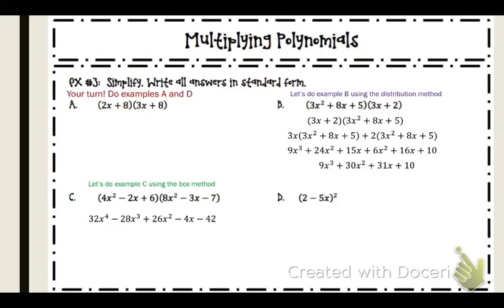So you can do examples A and D if you need to. And those are your answers. Remember, hint on D, if you have something squared, that means you have it twice. So that's 2 minus 5x times 2 minus 5x. All right?